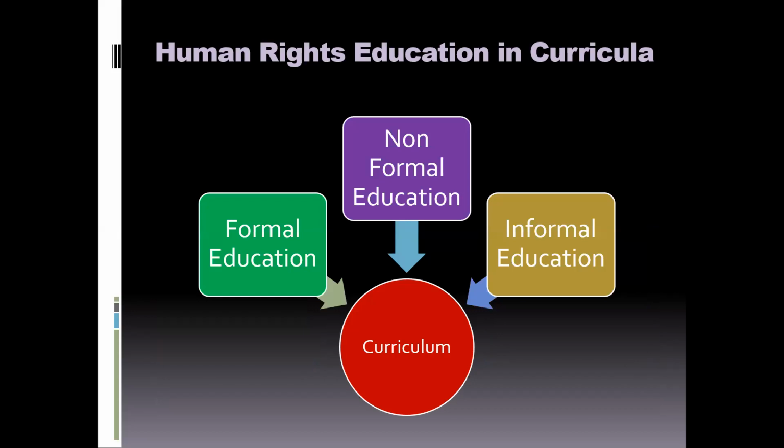Human rights education in curricula. The formal curricula: schools may choose to examine their present curricula and identify areas where themes and elements of human rights already exist. They should critically judge the need of introducing human rights as a separate subject or as a separate unit of the social studies subject.